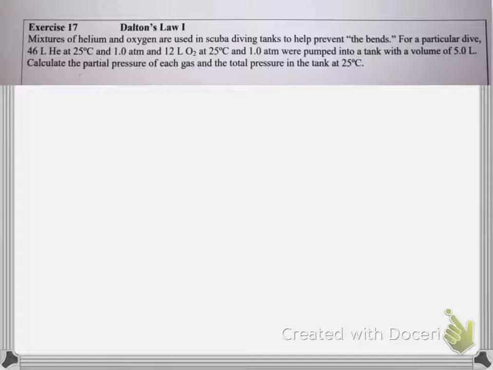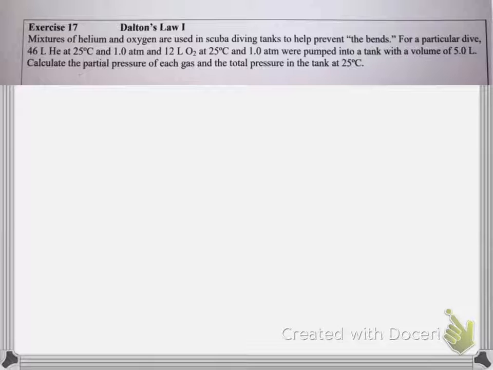For a particular dive, 40 liters of helium at 25 degrees Celsius and 1 atm, and 12 liters of oxygen at 25 degrees Celsius and 1 atm were pumped into a tank with a volume of 5 liters. Calculate the partial pressure of each gas and the total pressure in the tank at 25 degrees Celsius.